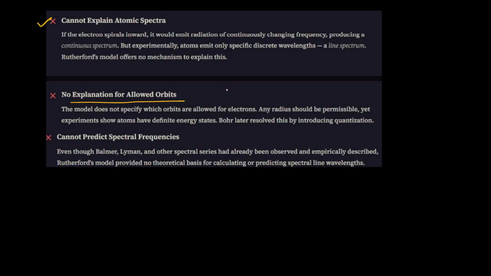Bohr specified those orbits where the electrons are allowed to revolve around the nucleus. So that is a drawback. It did not specify those orbits. And it also cannot predict the spectral frequency. Again, it goes back to the spectrum of the hydrogen atom. These are basically the characteristics of the hydrogen spectrum which cannot be explained by Rutherford's model. So these are the drawbacks.